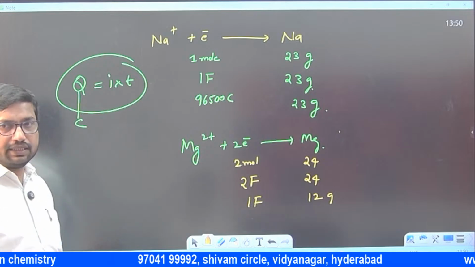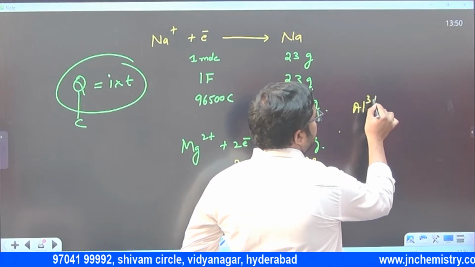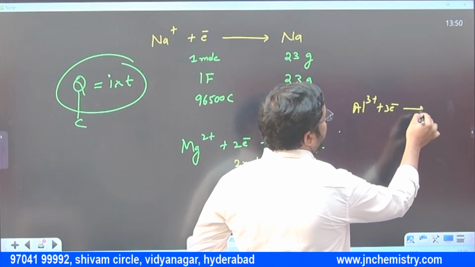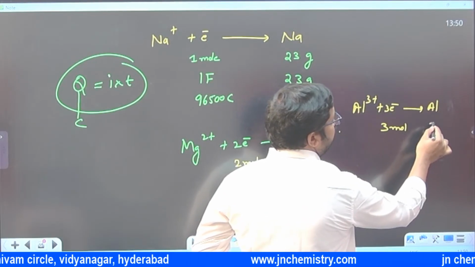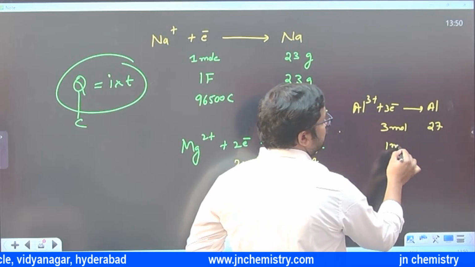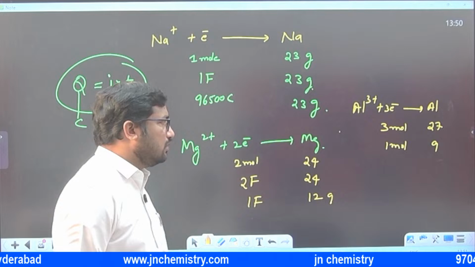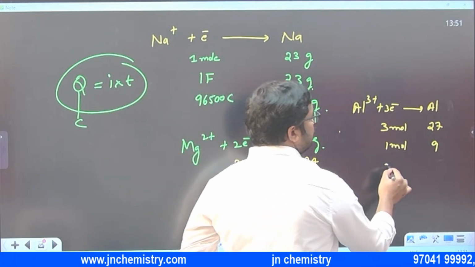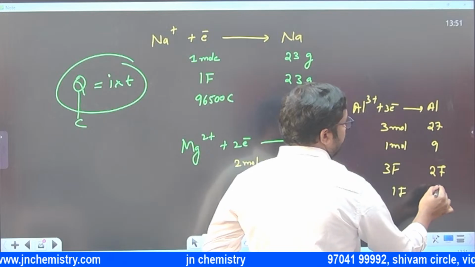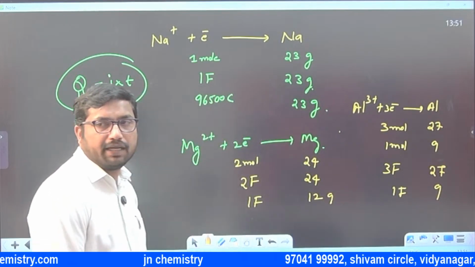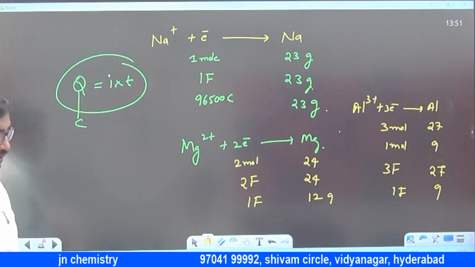AlCl3, same. Al3+ plus 3 electrons gives Al. 3 moles of electrons give 27 grams. 1 mole gives 9 grams. So 3 Faradays, 27 grams; 1 Faraday, 9 grams. This is the way in which we can solve the numericals.